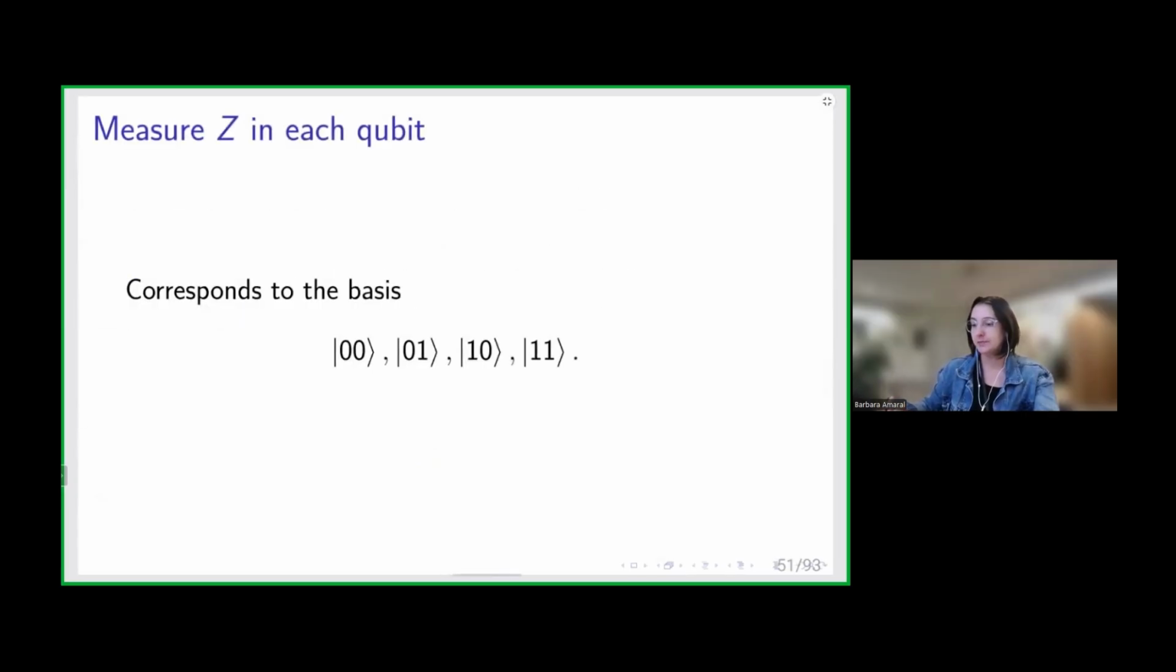Examples. Measure Z in each qubit. Measuring Z in each qubit corresponds to distinguishing between these four states here. I want to know what is the value of measuring Z in each of the qubits individually, okay?